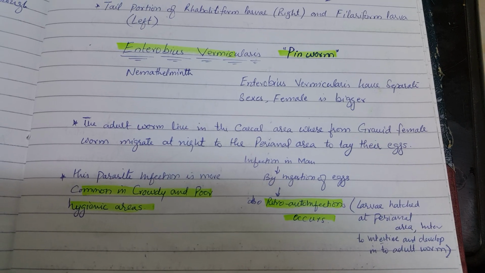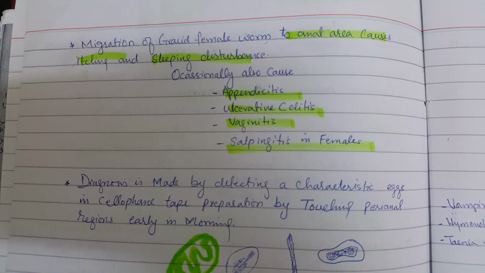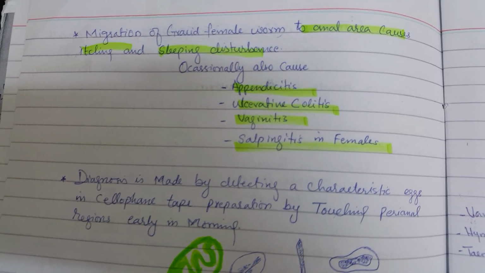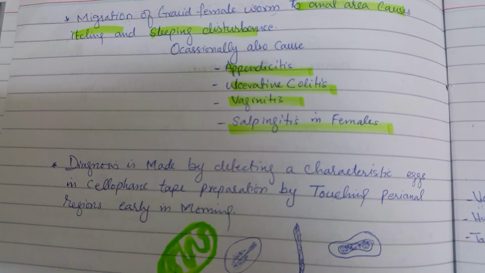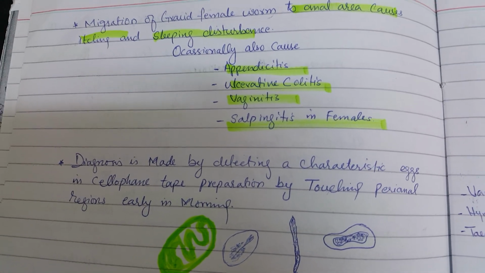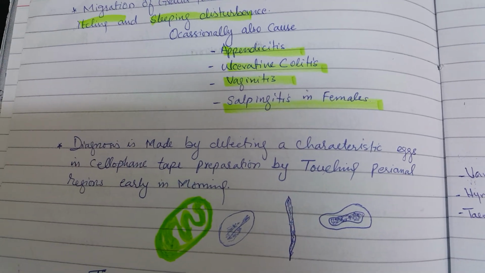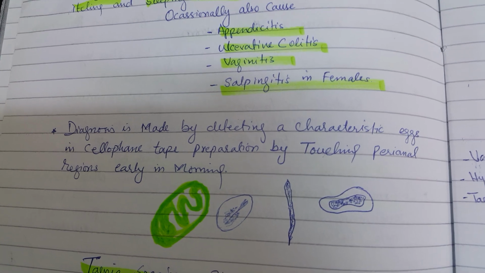This parasitic infection is more common in crowded and poor hygiene areas. Migration of the gravid female worm to the anal area causes itching and sleeping disturbance, and occasionally also causes appendicitis, ulcerative colitis, vaginitis, and salpingitis in the female. Diagnosis is made by detecting the characteristic egg on a cellophane tape preparation by touching the perianal region early in the morning.